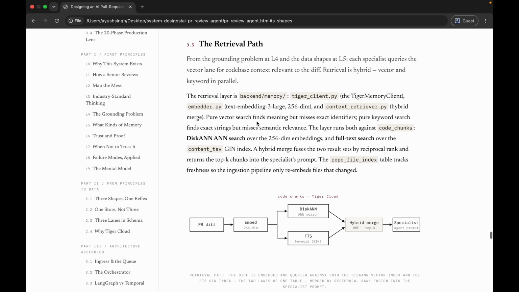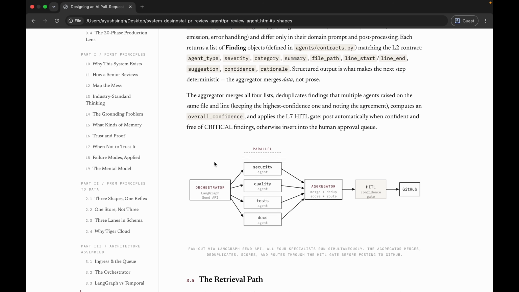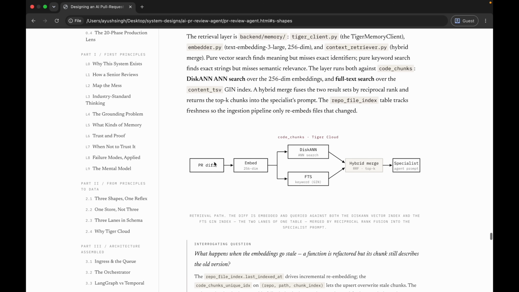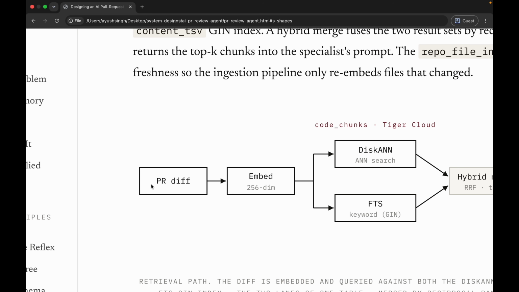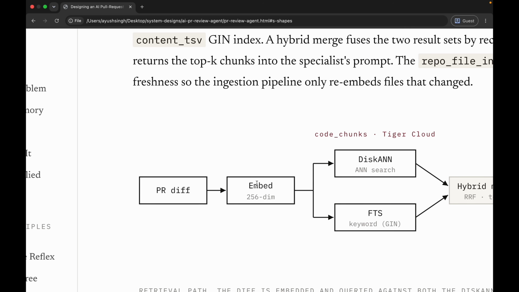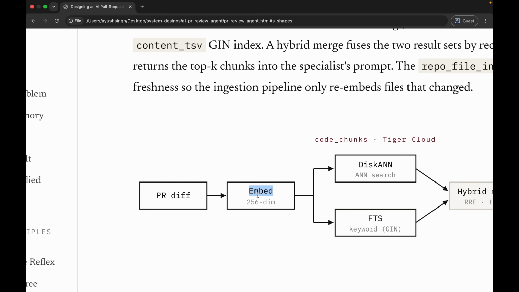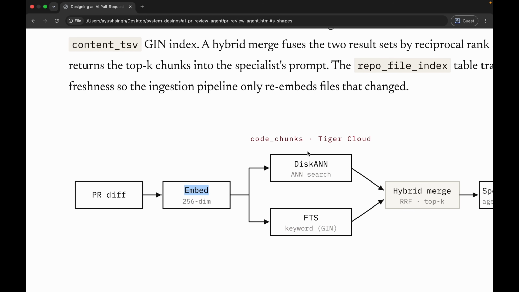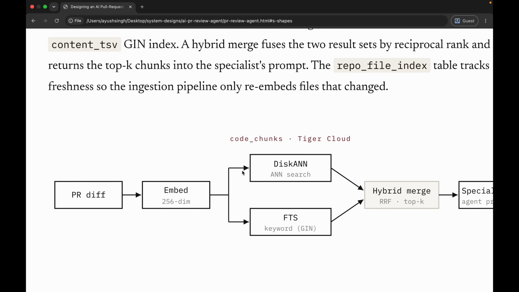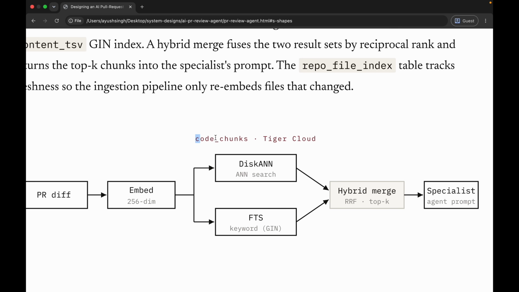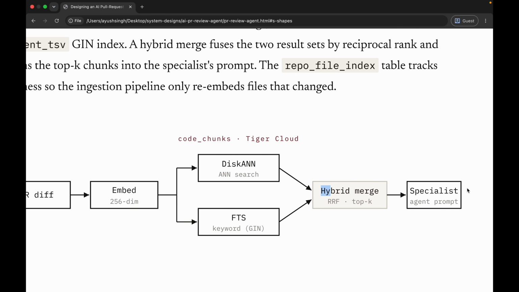Basically, anytime our agent gets a PR, we need to be able to quickly retrieve the PR difference and get the embedding of that particular PR difference. Then, because our code chunks are stored using ANN search and FTS, we should be able to quickly merge it, and please make sure Tiger Cloud is providing this. Merge this and then give it to the specialist.